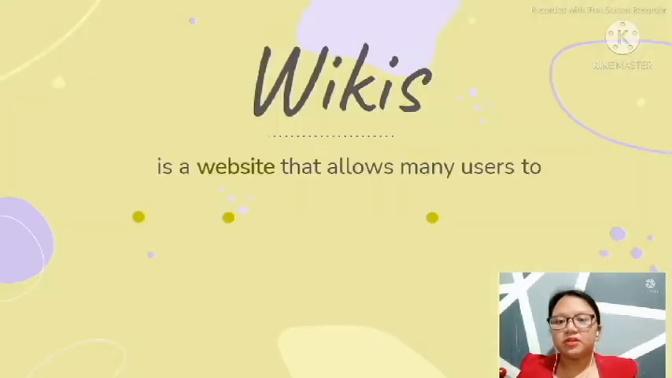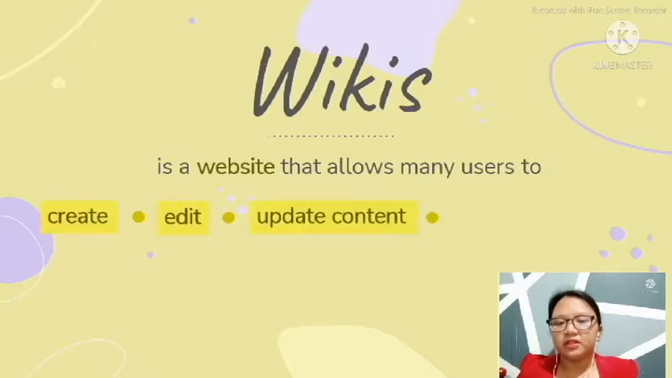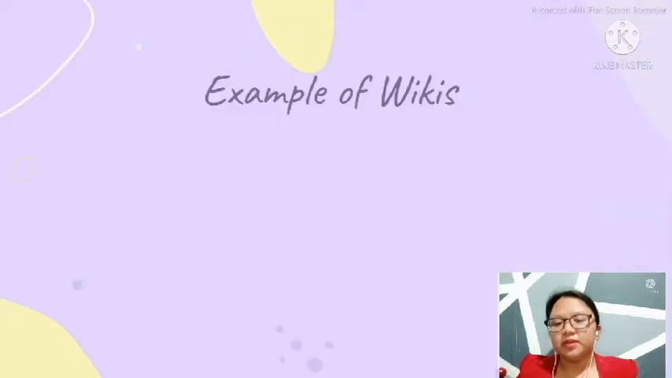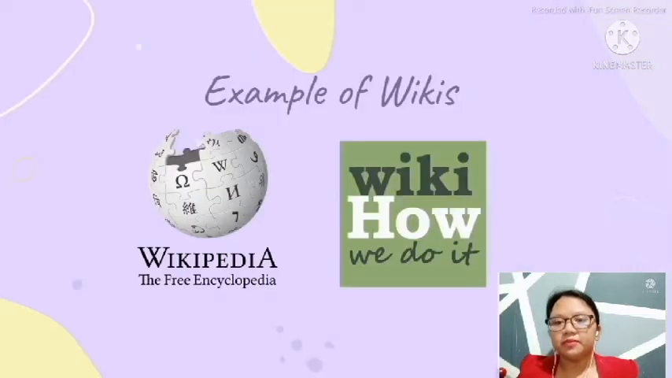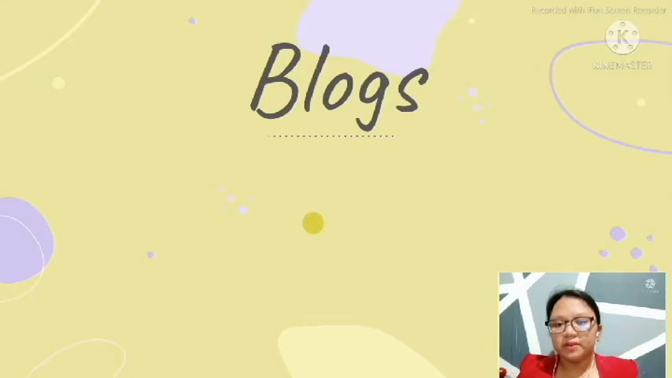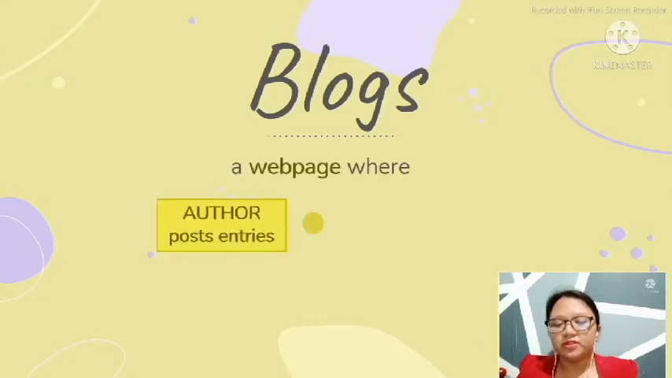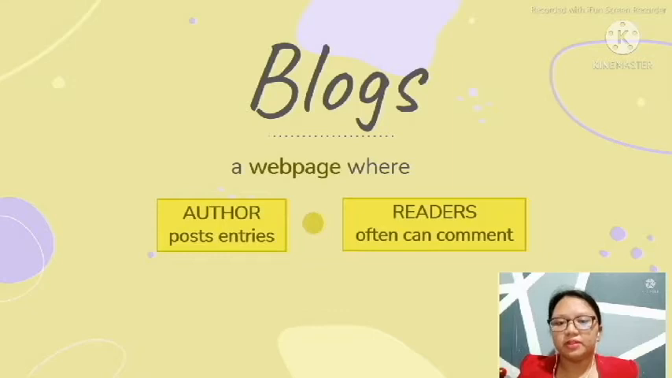Wikis. A wiki refers to a website that allows many users to create, edit, and update content, and share knowledge. Examples of wikis are Wikipedia and WikiHow. Next is blogs. It refers to a web page where an author posts entries and readers often can comment.